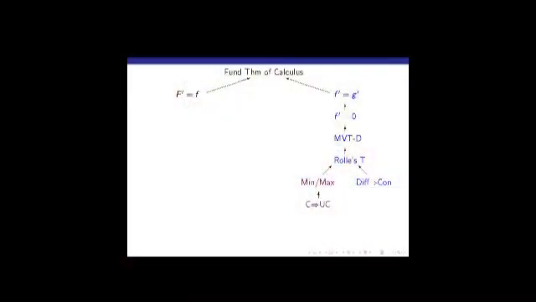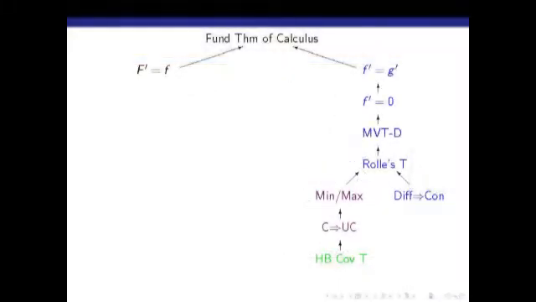Now, this last one is a theorem just about continuous functions. And that comes from the theorem that says that a function that's continuous on a closed interval is uniformly continuous. And that comes from the Heine-Borel covering theorem, which then comes directly from the completeness axiom. And so there's all the pieces I need over on that side.